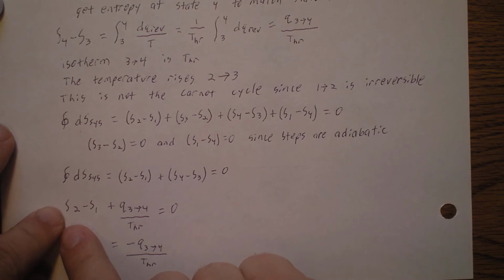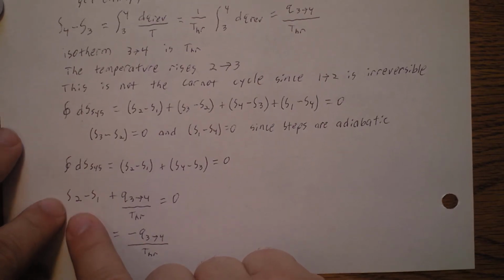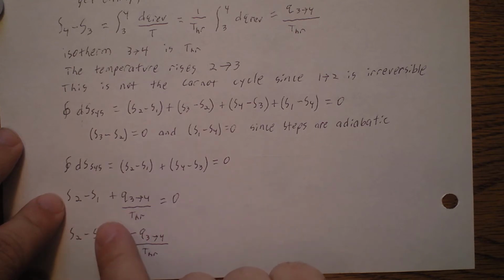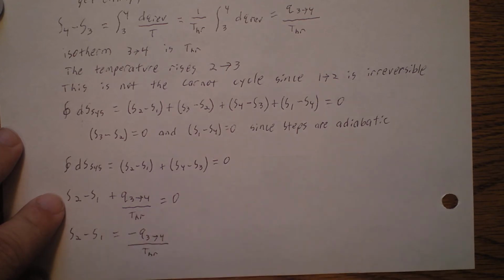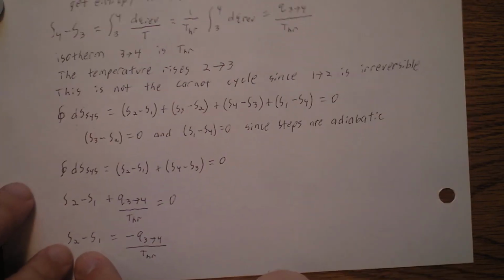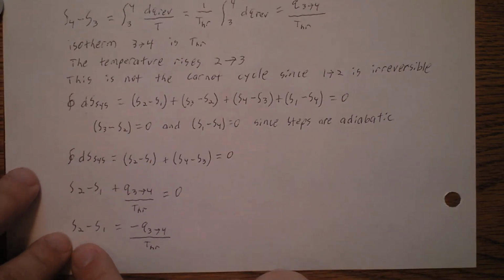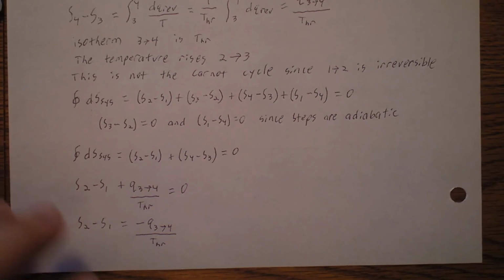So we have the entropy at state 2 minus the entropy at state 1 plus the heat going from step 3 to 4 over THR, the temperature of the hot reservoir. That's equal to 0. So we have the entropy at state 2 minus the entropy at state 1, move this over, is equal to minus the heat from step 3 to 4 over the temperature of the hot reservoir.